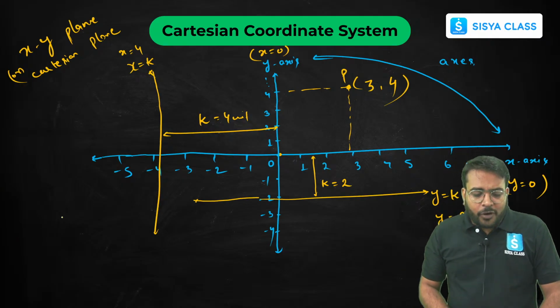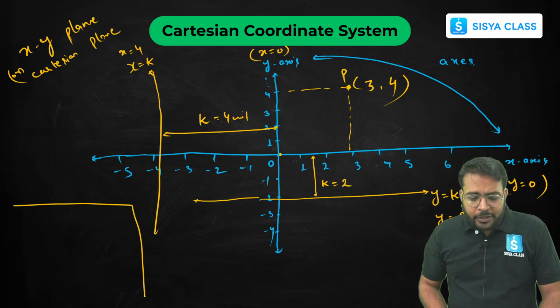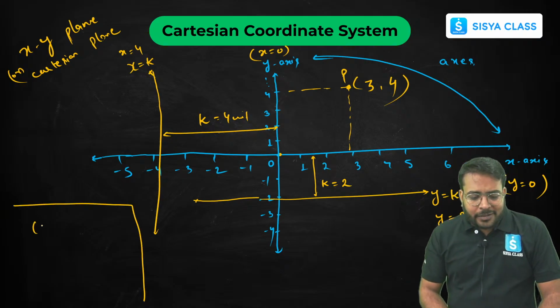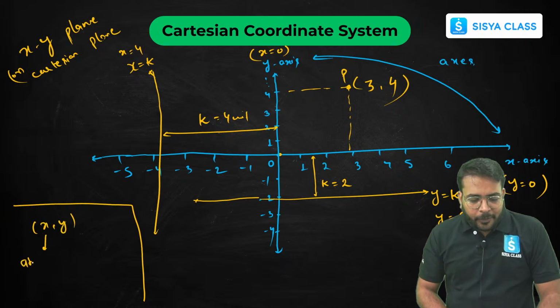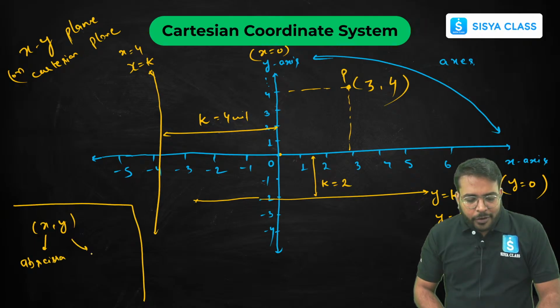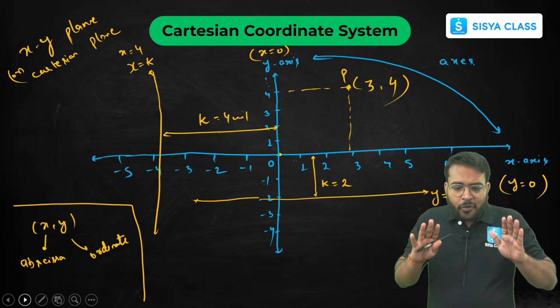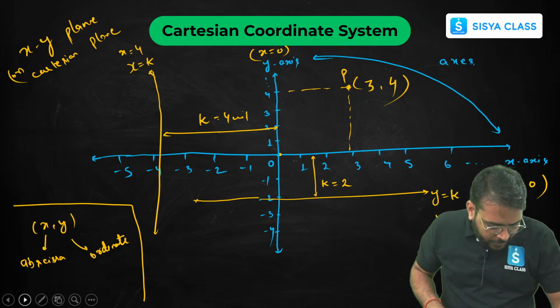Now whenever we represent any point on the xy plane, it is represented as (x, y), where x is called the abscissa and y is called the ordinate. I hope this is clear. This is all about the Cartesian plane. Understood?